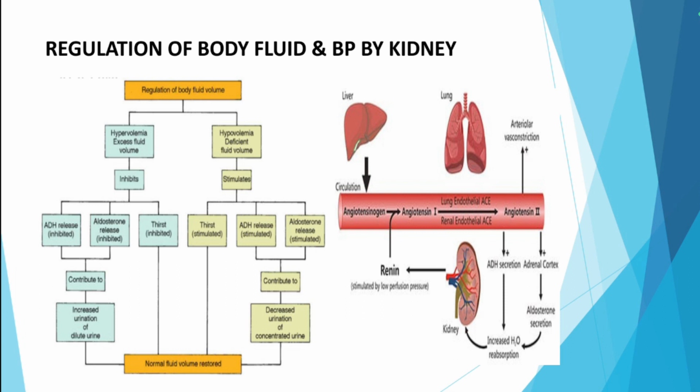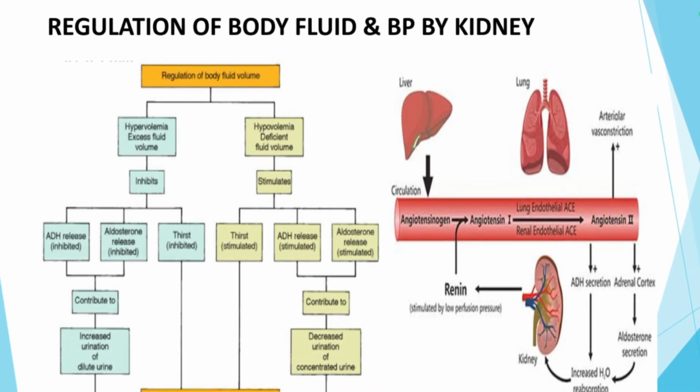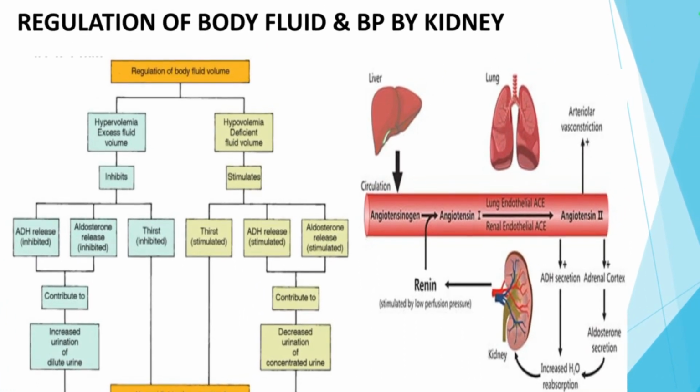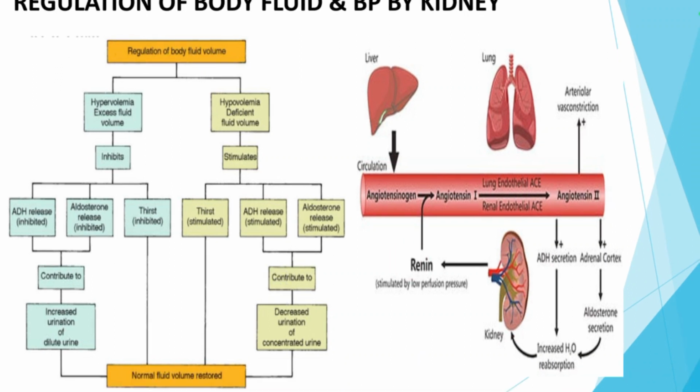Besides that, the kidney also secretes erythropoietin and helps to regulate the body fluid and the blood pressure. How does it regulate? The kidney has the juxtaglomerular apparatus. There can be two conditions, hypervolemia and hypovolemia. Hypervolemia means an increase in fluid volume in the blood, and hypovolemia means the fluid volume is less.